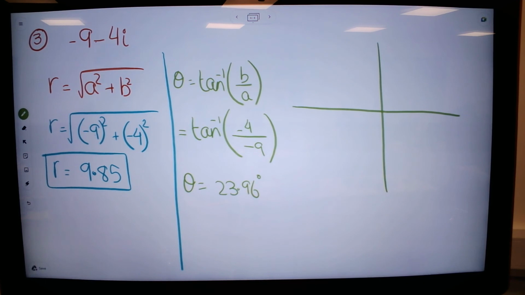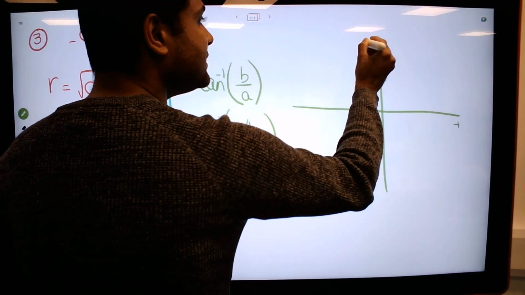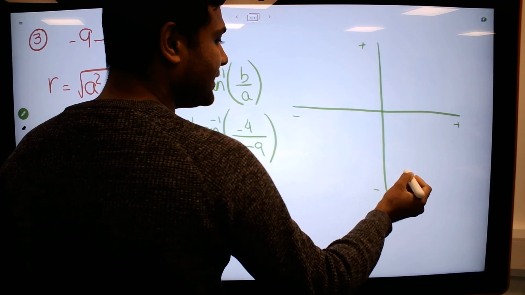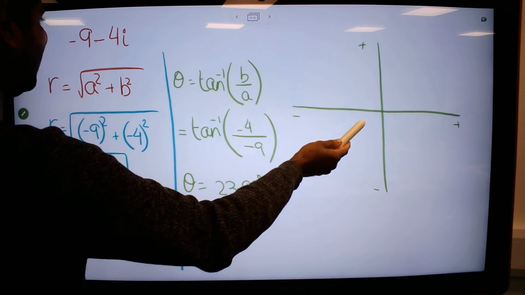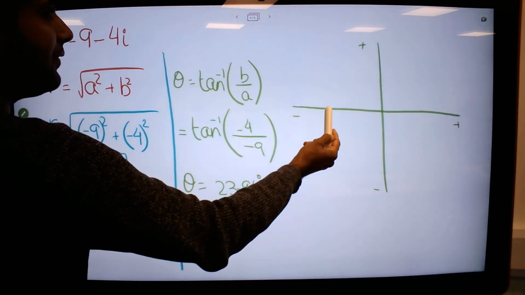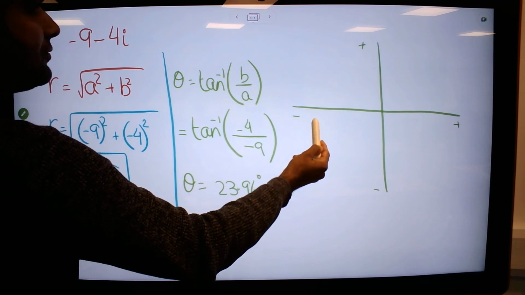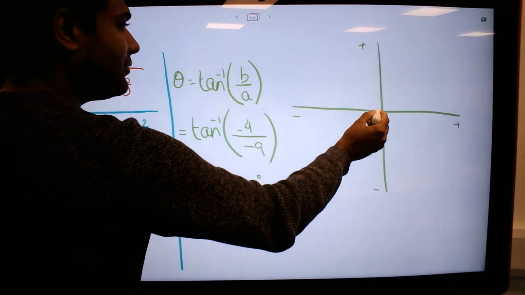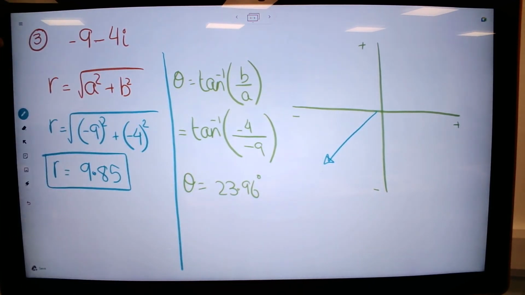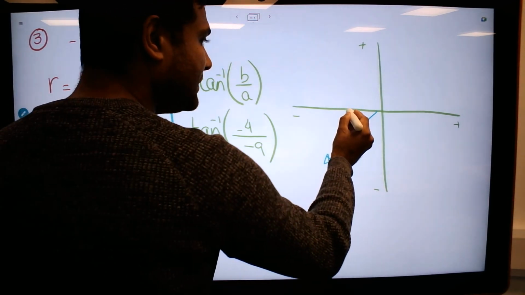Okay, so because this is negative, negative, yeah? Both values are negative, so it should exist in the third quadrant. See, minus 9: 1, 2, 3, 4, 5, 6, 7, 8, 9, minus 9, and minus 4: 1, 2, 3, 4. So it should exist somewhere here. And the value I got, was it minus or positive? Positive 23, yeah? So positive 23, when I measure the value, it should be like this.